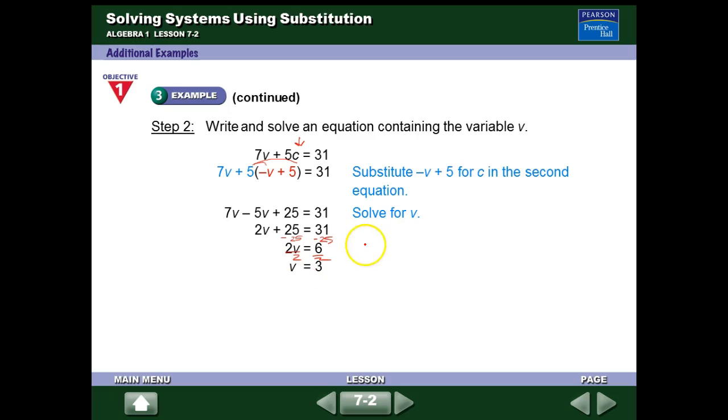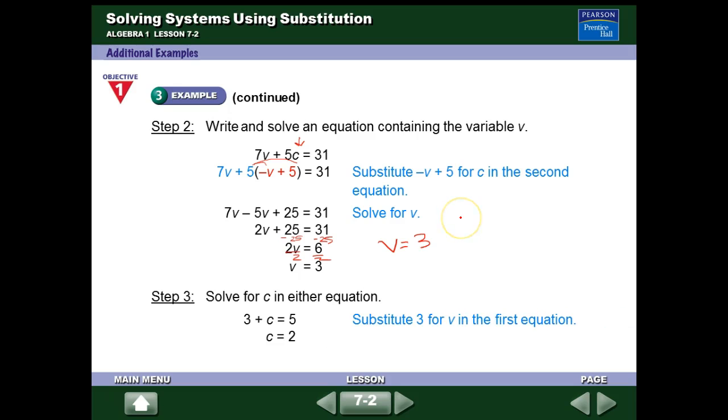So now that I know v equals 3, I need to solve for what my c is. So what you're going to do is go back to my v plus c, my first equation, and plug in what your v value is. Well, v was 3 plus c equals 5, so we can subtract 3. 5 minus 3 equals 2. So I'm going to have v equals 3 and c equals 2. So I have 3 vans going and 2 cars going.